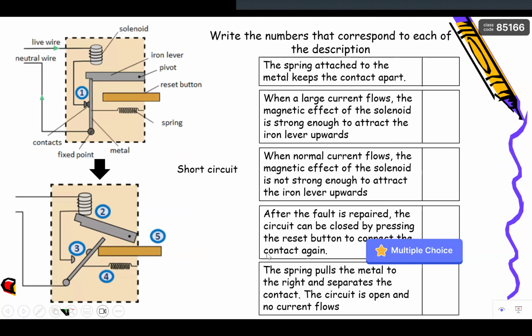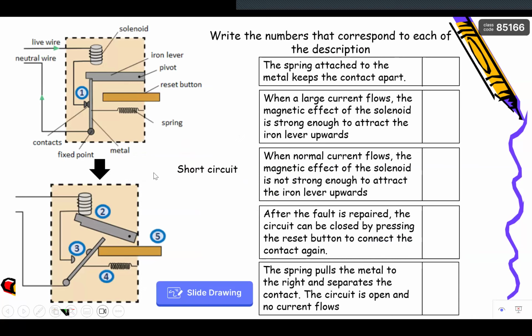Okay, next over here, I have a diagram of a circuit breaker. You need to write the number that corresponds to each of the descriptions. You may pause the video to think about the answers. I'm going to go through the answers now.